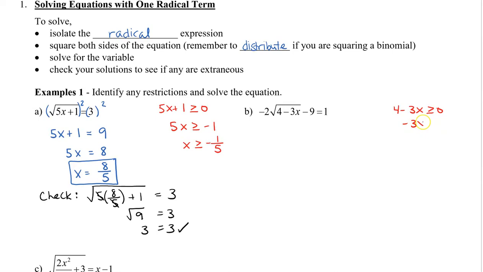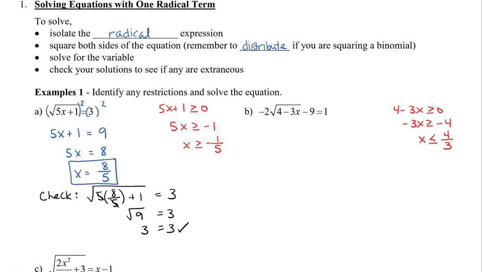So then negative 3x is greater or equal to, I'm going to subtract 4 from both sides. So 0 minus 4 is negative 4. And then I'm going to divide both sides by negative 3. Now remember, when I divide by a negative number, I need to switch my inequality symbol. So now I'm going to have x is less than or equal to 4/3. All right, so this time I want my solutions to be less than or equal to 4/3.